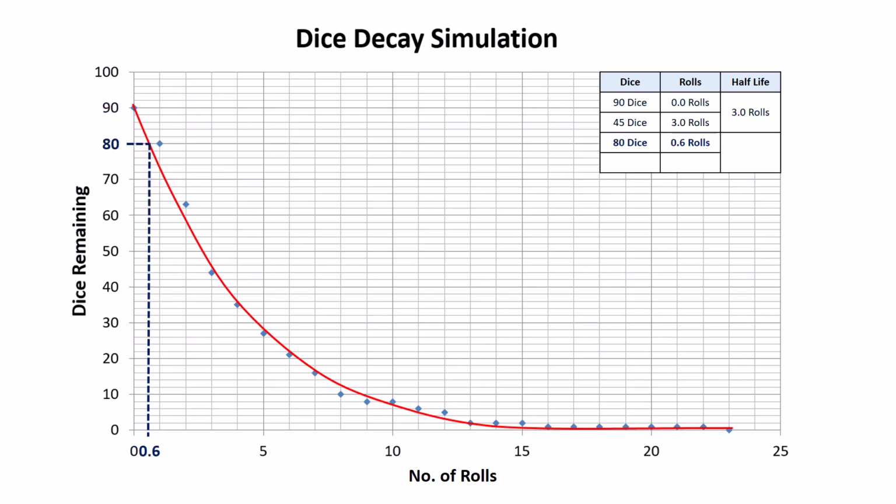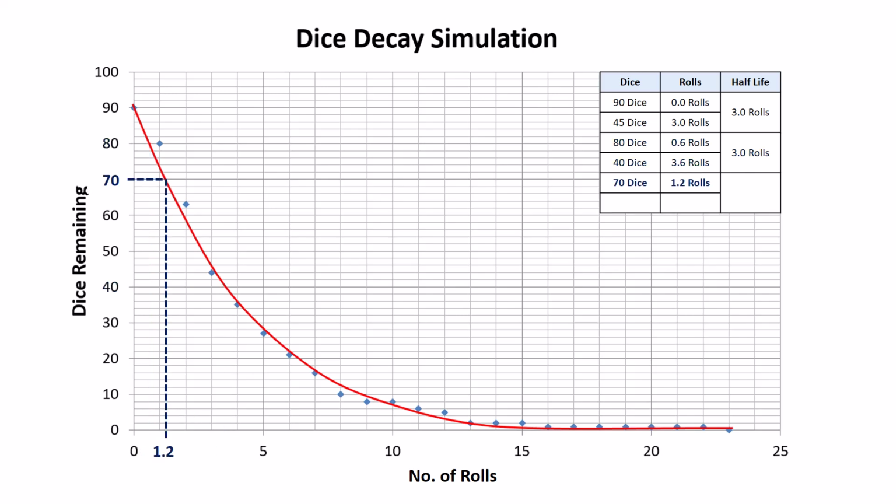At approximately 0.6 of a roll, there are 80 dice remaining. It takes approximately 3.6 rolls to reduce the number of dice remaining to half this value, being 40. In this scenario, the half-life is approximately 3.0 rolls of the dice.